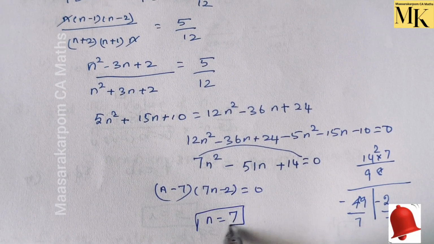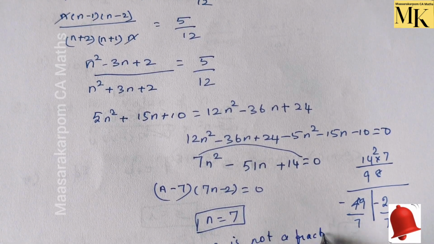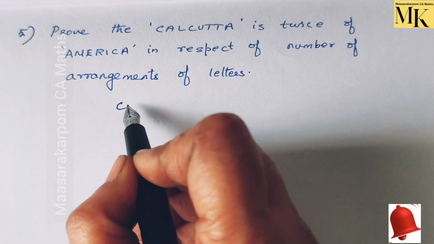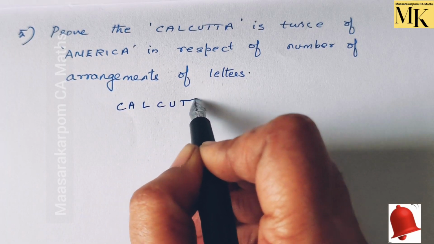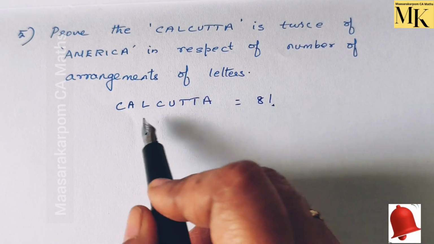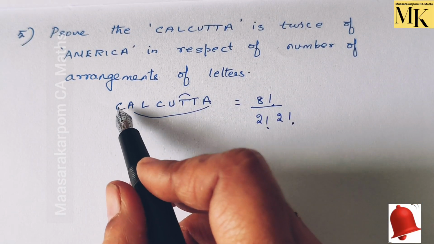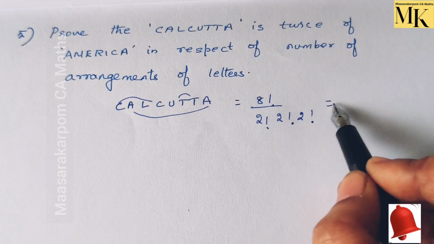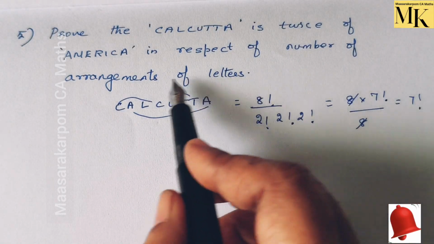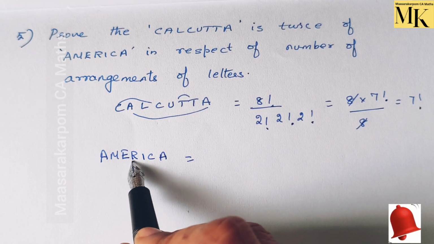Next, prove that Calcutta is twice America in respect of the number of arrangements of letters. Here we use the permutation of repeated things. Before this, the numbers were all different. Now, in Calcutta, the total number of letters is 8. So the numerator is 8 factorial, divided by how many times each letter is repeated. C is repeated 2 times, A is repeated 2 times, T is repeated 2 times. So 8 factorial by 2 factorial into 2 factorial into 2 factorial, that is 8 into 7 factorial divided by 8. You can cancel 8, that is equal to 7 factorial.